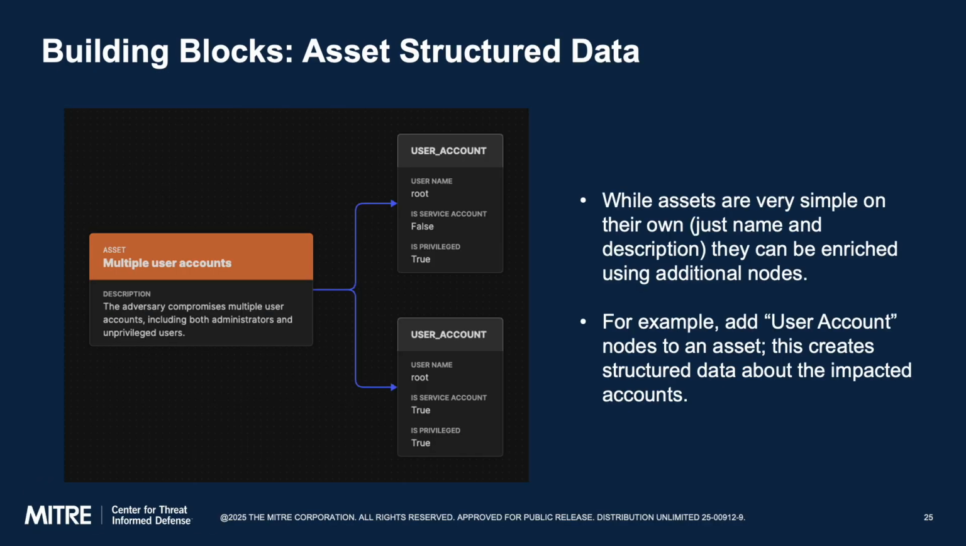If you want to add structured data to an asset, you can do so using STIX objects. Here I have an asset that refers to multiple user accounts, but as we mentioned earlier, the asset block only contains a human-readable description. So I've added two STIX objects on the side here that convey the username and whether or not these are service accounts and privileged.